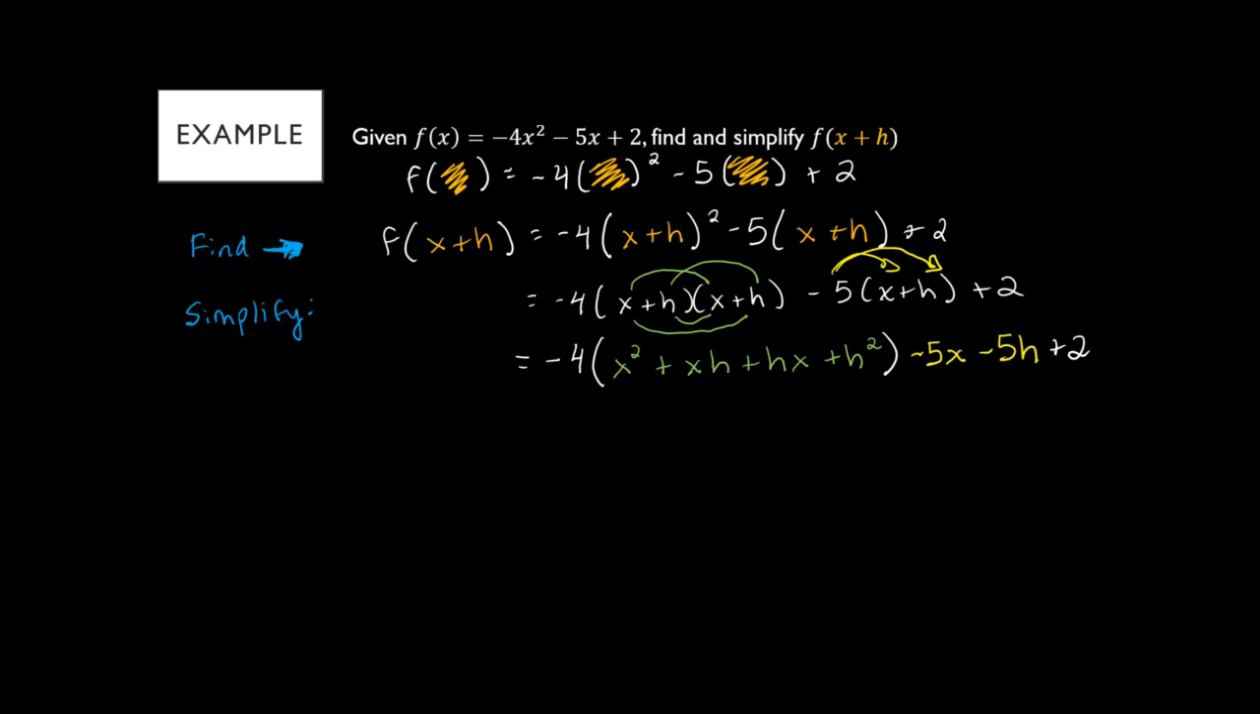You may not realize this, but this xh and hx are like terms because they have the same variables and the same exponents. They're in a different order, but they are like terms. So those add together to get 2xh or hx, whichever you prefer. So we're going to have this -4 out here, then x squared plus 2xh plus h squared minus 5x minus 5h plus 2.